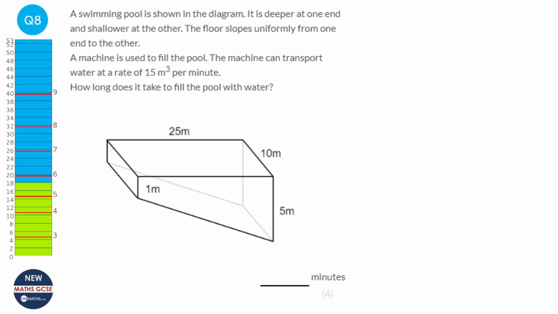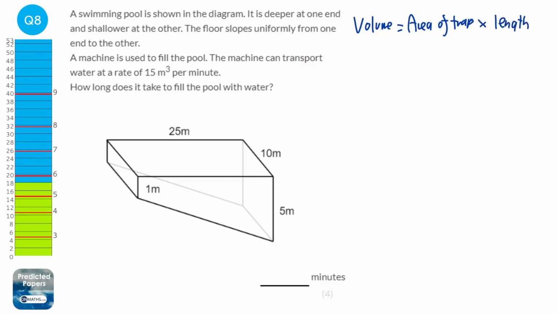First thing we need to do is work out the volume of this prism, and it's a trapezium-based prism. So the volume will be the area of the cross-section, or area of the trapezium, times the length, how 3D the prism is.